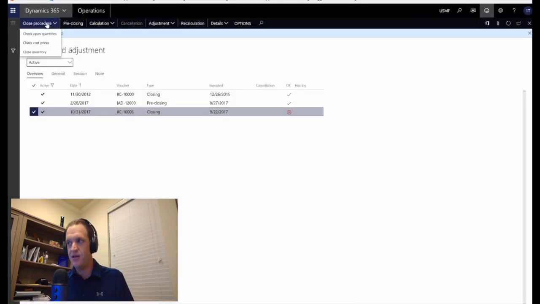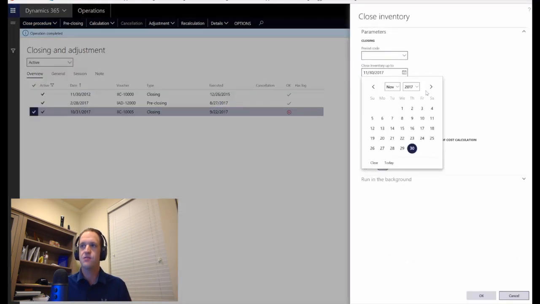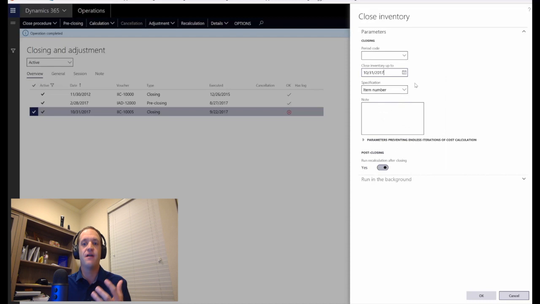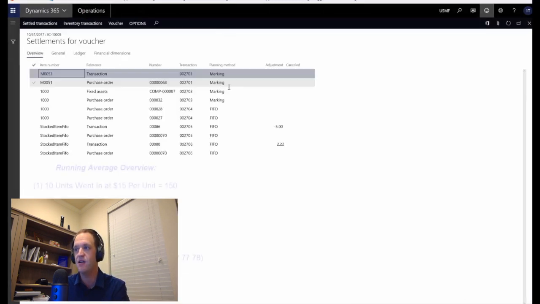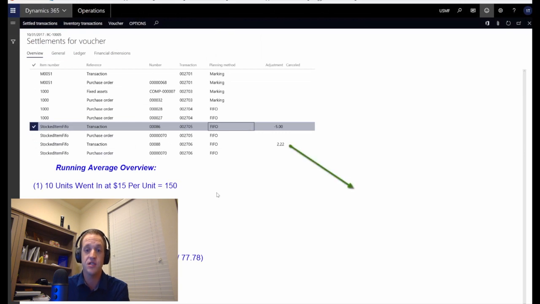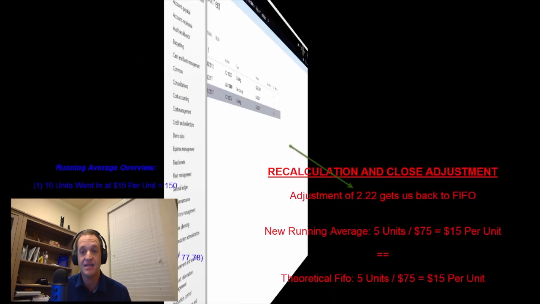But the key thing I want you to see here is when we run that recalc process, this is what gets us back to what we call FIFO, or back to weighted average, or back to LIFO, whatever method you're using. And as you can see here, it created that $2.22 adjustment that we were looking for. That is what gets our running average, and that's what gets us back to that theoretical FIFO.